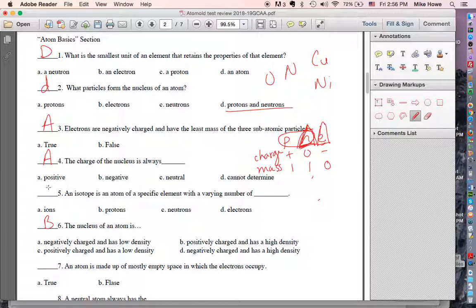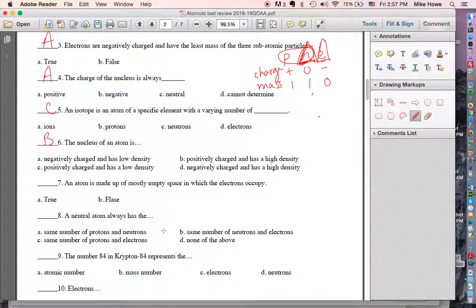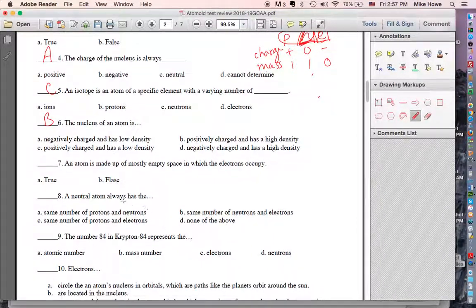Okay, I forgot to put the answer down here, neutrons. All right, an atom is made of mostly empty space in which the electrons occupy. I didn't word that well, but yes, that's true. Because the atoms are empty. Remember, you can fly right through the atoms.